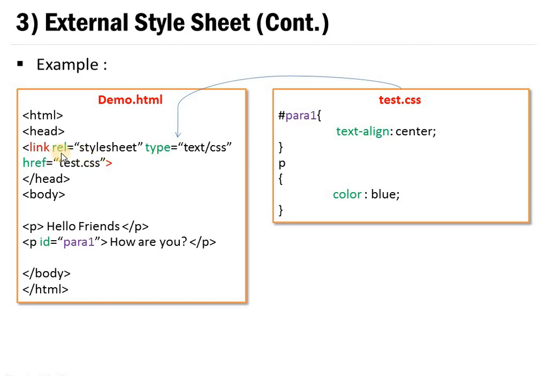So the first one is rel. What does it mean? It gives you an idea that whatever you are going to link is style sheet content. It is relevant to a style sheet. Now after that you can set another attribute, that is type. It will specify what type of content it is, that is text and CSS.